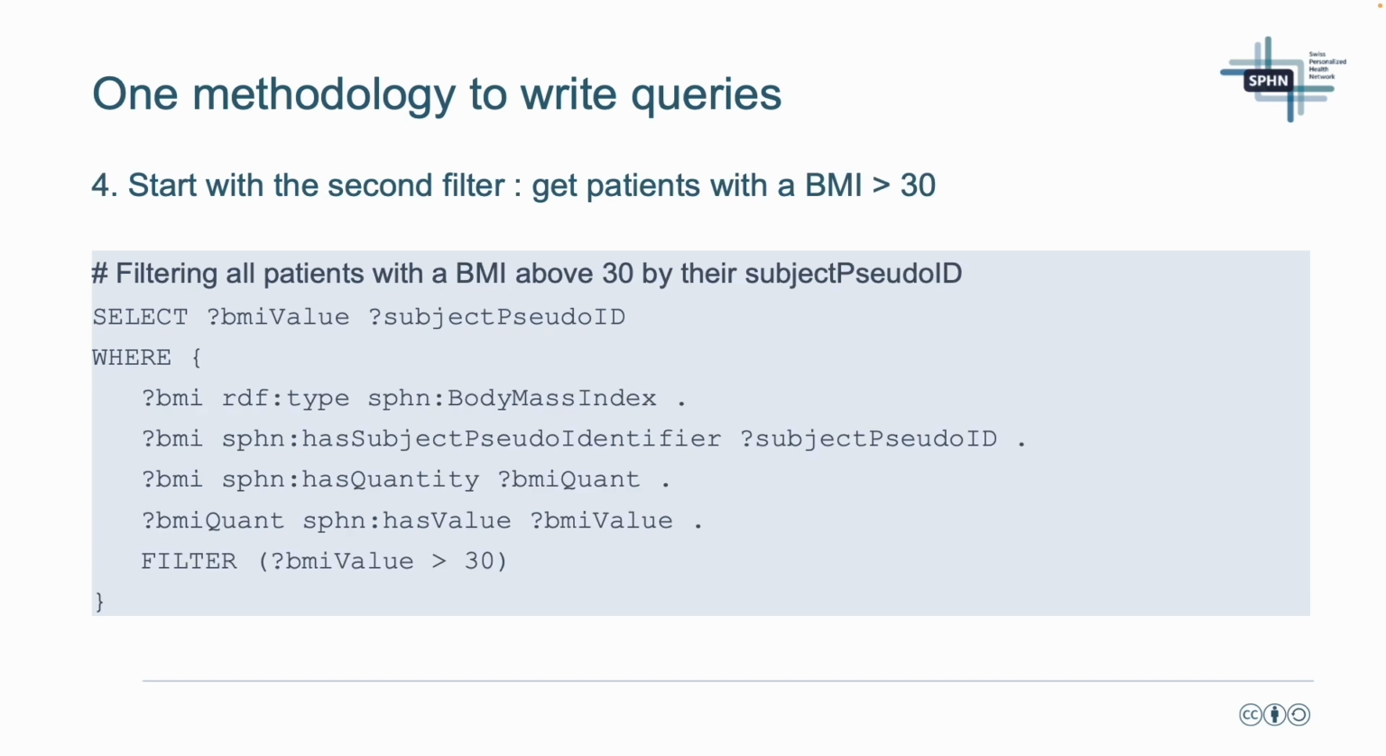Similarly, we'll do the filter for the BMI above 30. So we are retrieving all patients with a BMI above 30. And the following pattern is applied. So we have a BMI instance, which is a body mass index. It connects to a particular patient. The BMI has a quantity, which we define in a separate variable. And this quantity has a specific value, which we filter to be above 30.